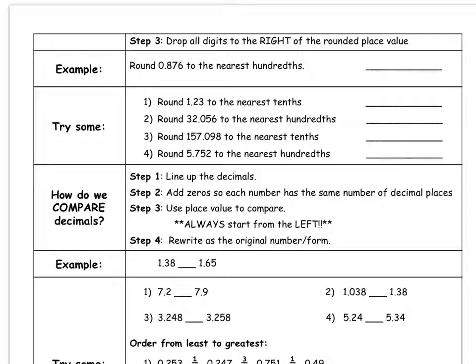So this is the decimal notes continued. We left off with talking about rounding decimals. So the first thing in review, you want to underline the decimal place to be rounded. So for example, round 876 thousandths to the nearest hundredths. So I'm going to go ahead and underline the place value where I want to round to, which is the 7 in the hundredths place.